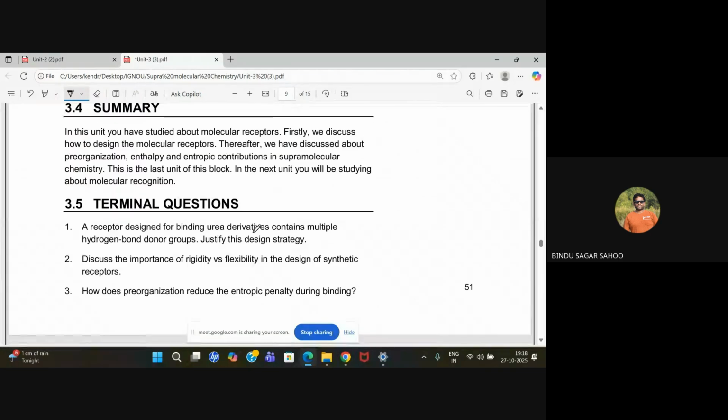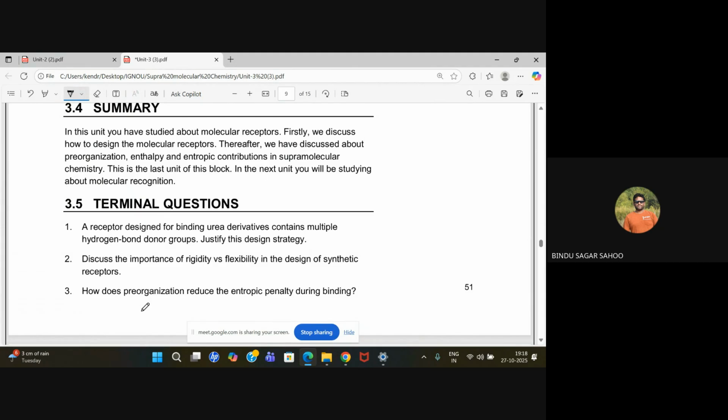So if you compare the flexibility, then definitely it will be more important compared to the crown ether and cryptand complex. When we discuss the rigidity, it will gradually increase from podand to crown ether and again from crown ether to cryptand, like that.